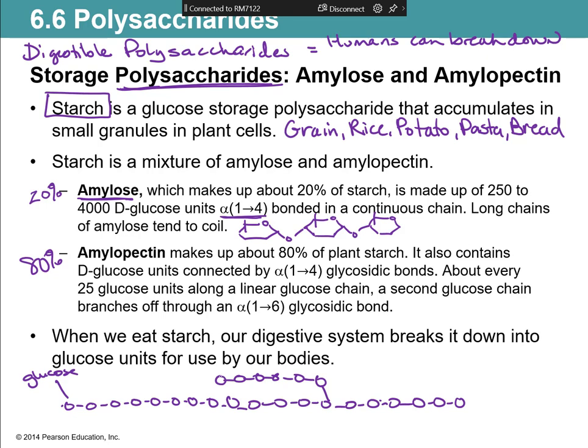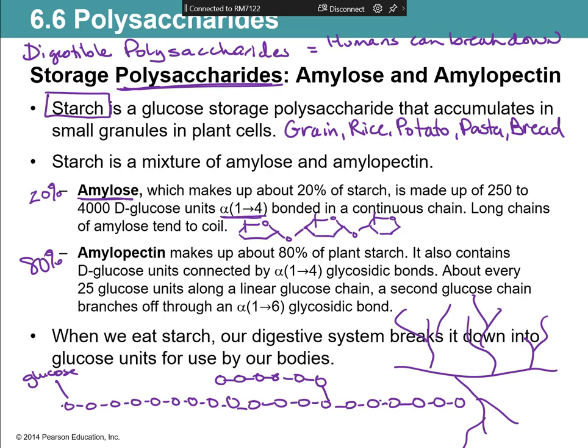So you can end up with this intricate shape. This molecule can have this branch and then this branch, and then you can have branches and branches coming off of here. So this molecule gets pretty big. Size-wise, again, it can be in the thousands of glucose units. So it makes this really large branched structure.